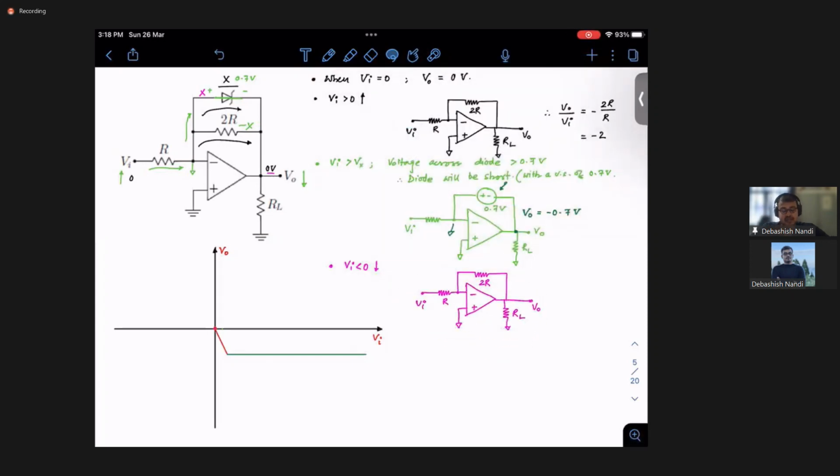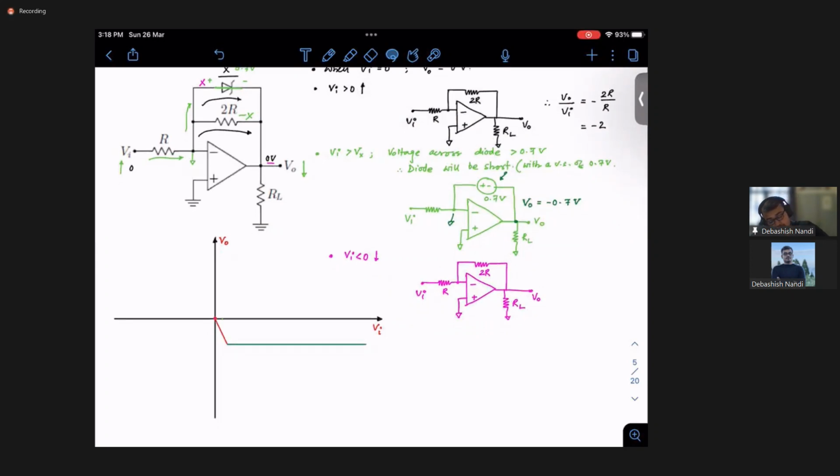So this will be my circuit during that time. And simply, I know that in this case my V naught by Vi is minus 2. So this line that I have drawn will keep continuing with a slope of minus 2, right? The slope of this line is minus 2. Okay, so now let's go to the final case.